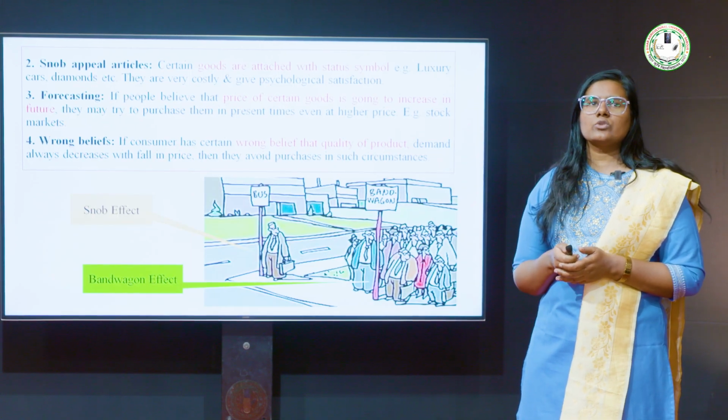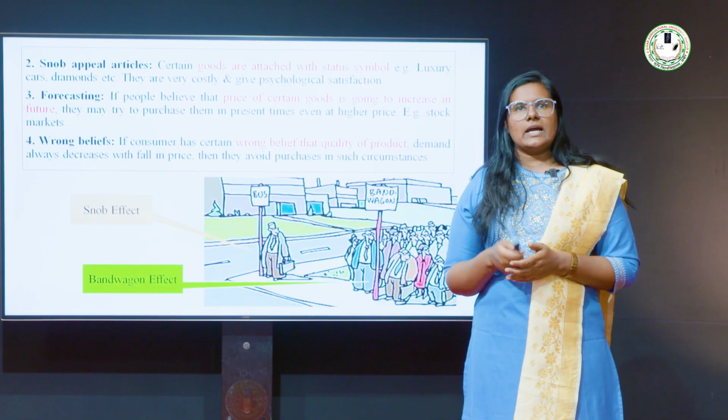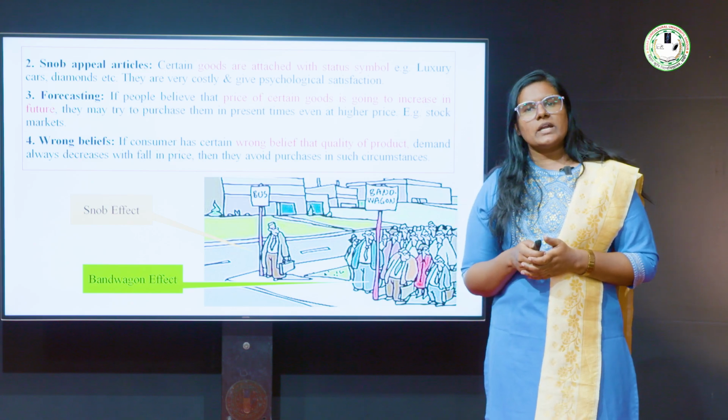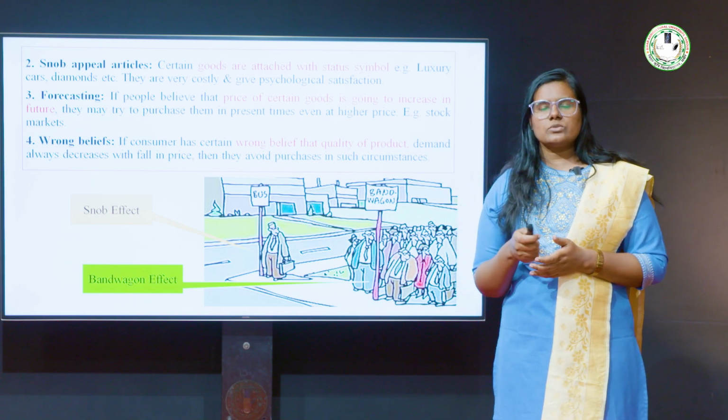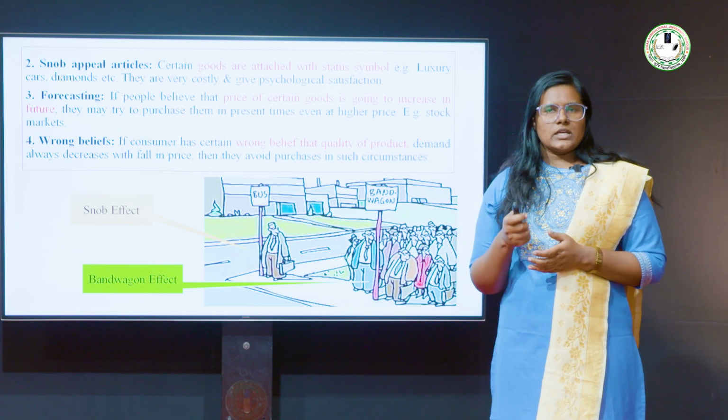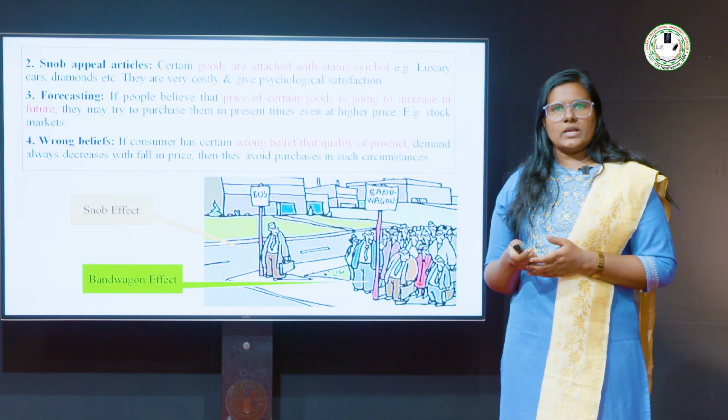The second one is snob appeal articles. Here certain goods are attached with status symbol. It doesn't matter to people whether the price of these goods are high or low. People are willing to buy those goods at higher prices also.